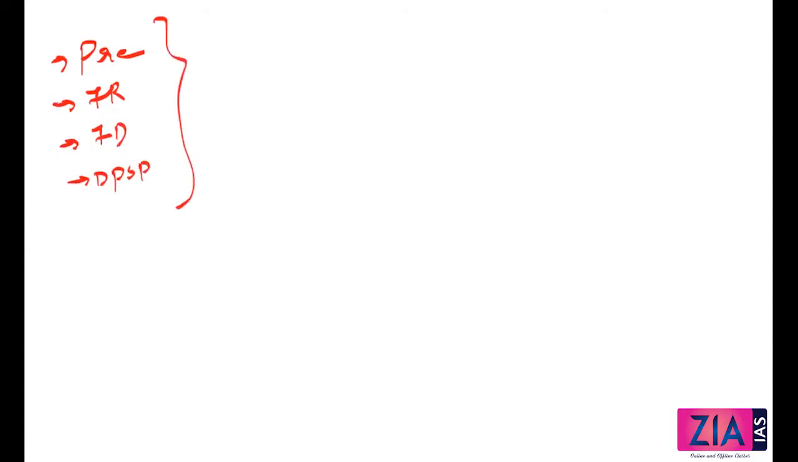So you can expect a question from the preamble, and then fundamental rights, fundamental duties, DPSP, and in general other provisions that we have discussed with respect to written, unwritten, federal, unitary. But here you can expect 2 or 3 questions from these 4 topics itself, guys.